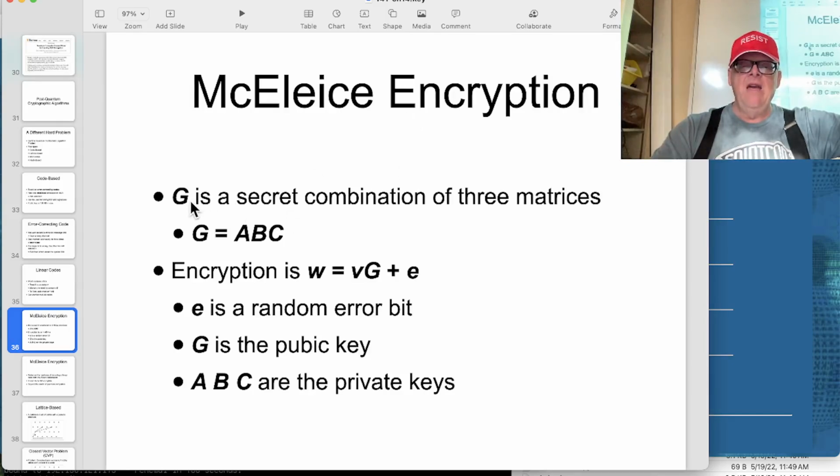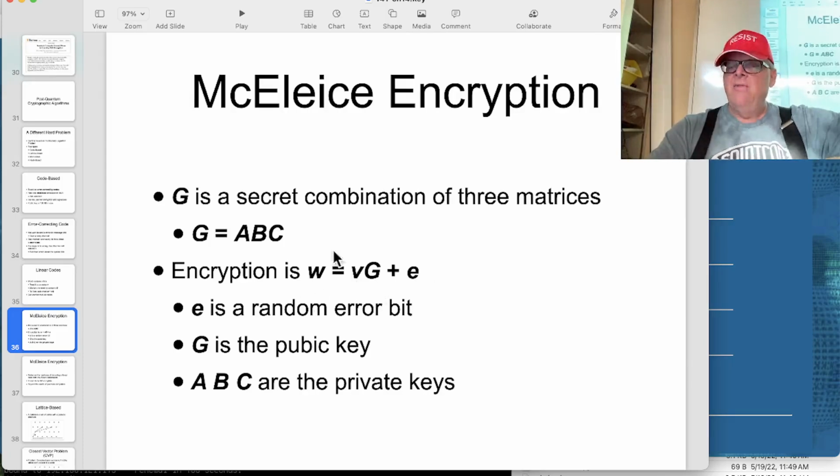You make a combination of 3 matrices, and then you encrypt your signal by multiplying your plain text by this and adding an error bit. And the private keys are A, B, and C. G is the public key. So anybody can encrypt data. They take their secret message, they multiply it by this G matrix that is public, and they add some random errors to it.